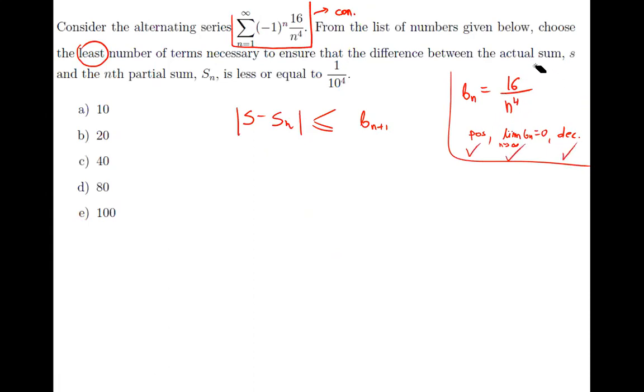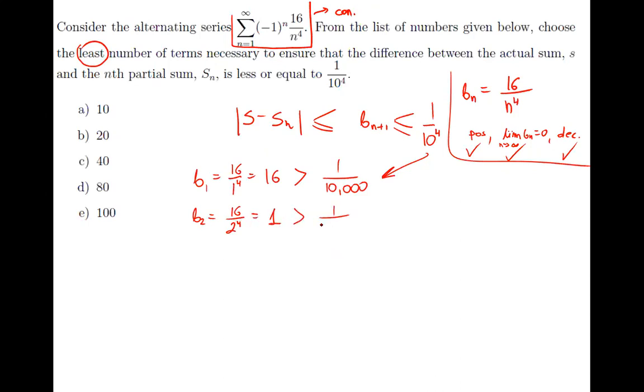Now we can see how many terms we have to take for this term to be less than or equal to 1 over 10 to the power of 4. The easiest way is to simply start making a list of the terms. b sub 1 is 16, way too big. b sub 2 is 16 over 2 to the power of 4, which is 1, also way too big.